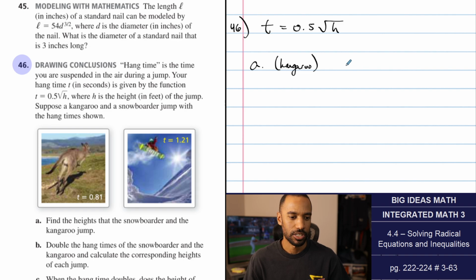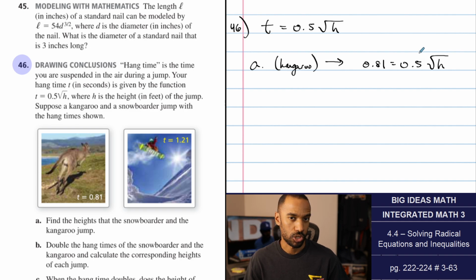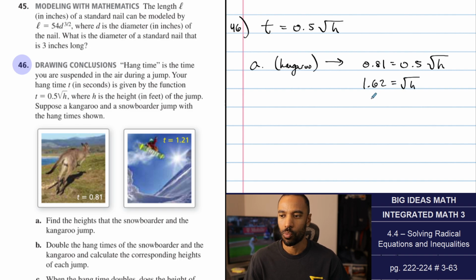Kangaroo. Their time is 0.81. 0.81 equals 0.5 times the square root of that height. Let's divide by 0.5, which is multiplying by 2. So we're going to get 1.62 if we do that. We get the square root of h. And then let's square both sides.